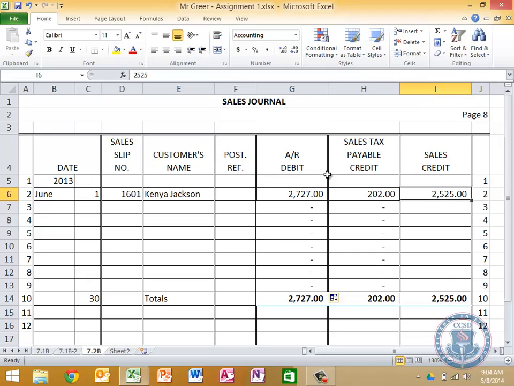So number 2, Levon. Sure, don't mind if I do. What date? So 3 recliners to Carmen Cruz. Issued sales slip 1602 for $1,500. Sales tax $120. Look at that. I just typed in 1,500. The rest of it filled out automatically. And this was to Carmen Cruz.